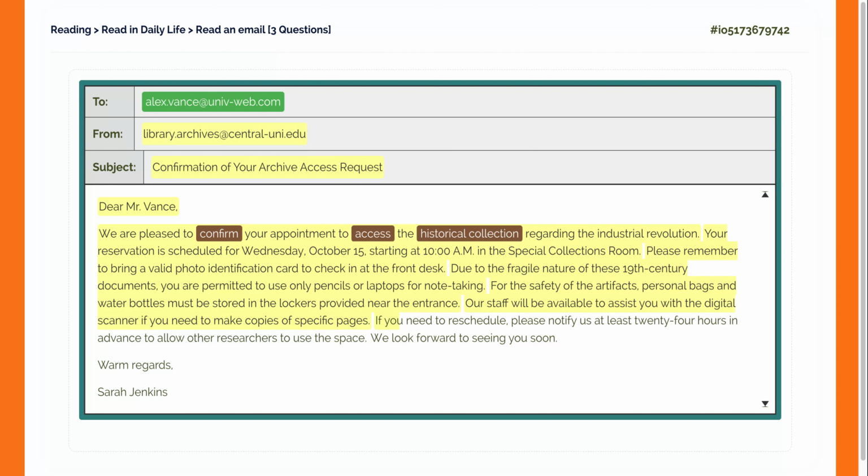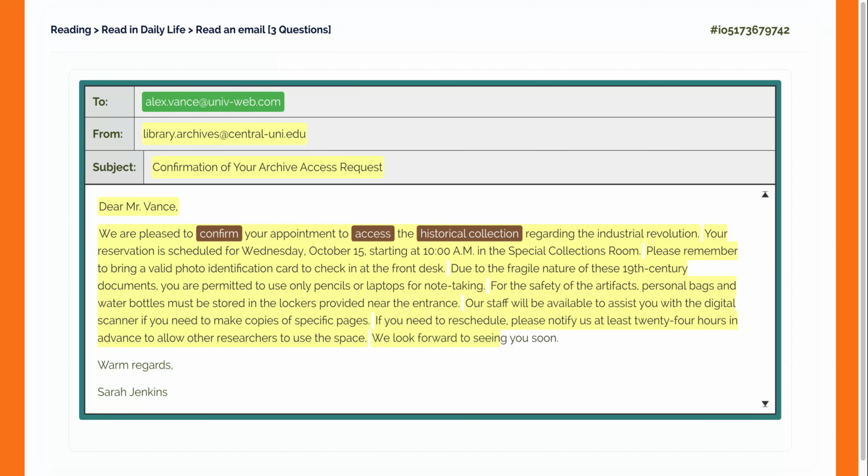If you need to reschedule, please notify us at least 24 hours in advance to allow other researchers to use the space. This is the policy for changes. If he needs to reschedule, there is a time limit, 24 hours in advance. The reason is to let other researchers use the space. This shows the library is a shared resource with strict scheduling.